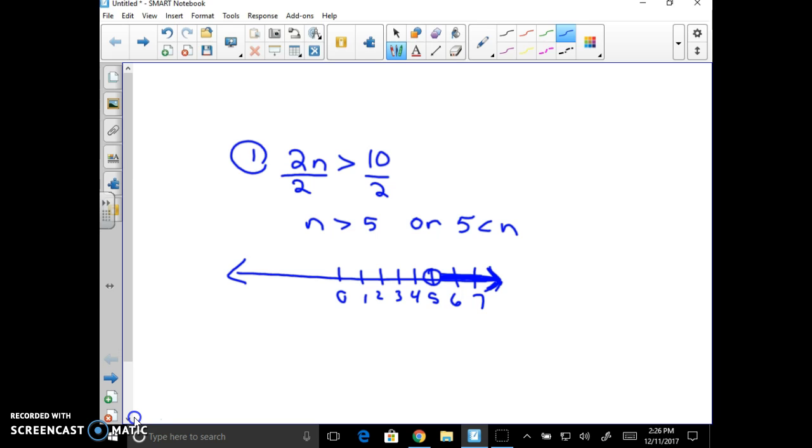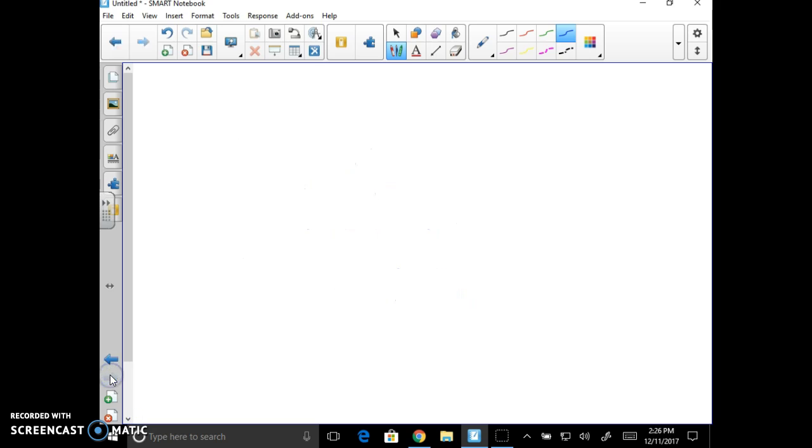Some people have learned that you shade it in the direction of the inequality symbol. That's not always true. It depends on which side of the inequality that variable's on. Let's try another one. Let's do negative 6n is less than or equal to 12.